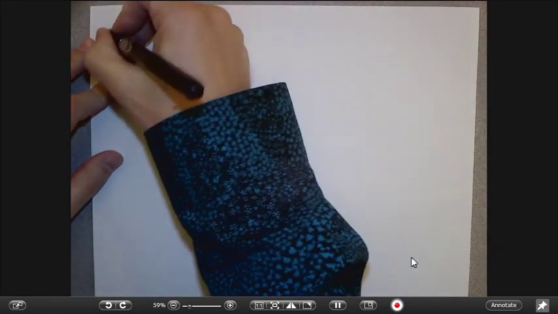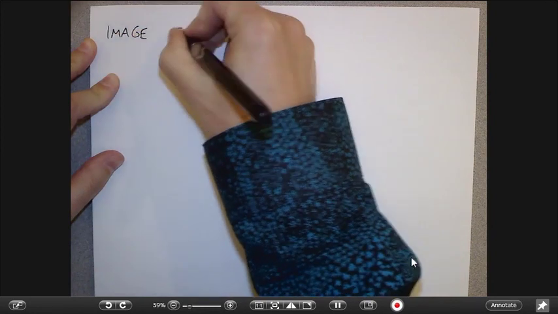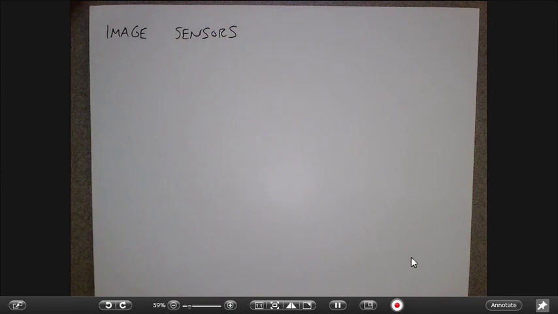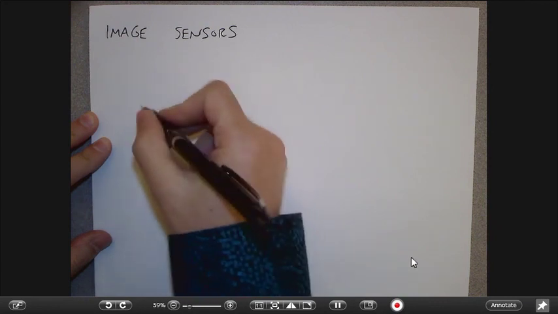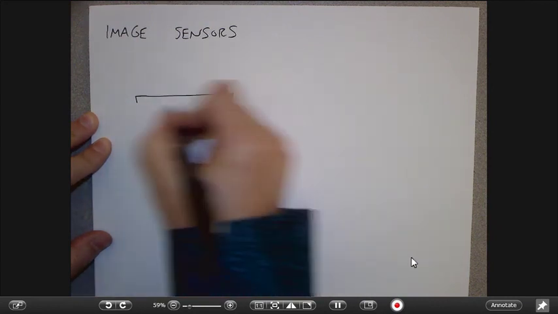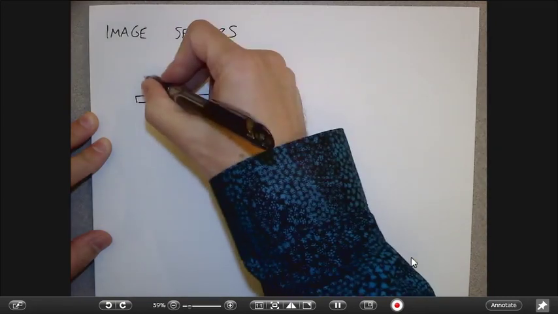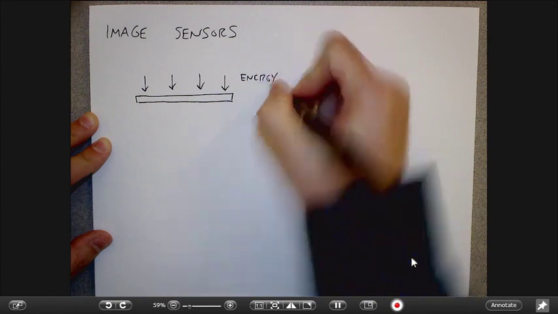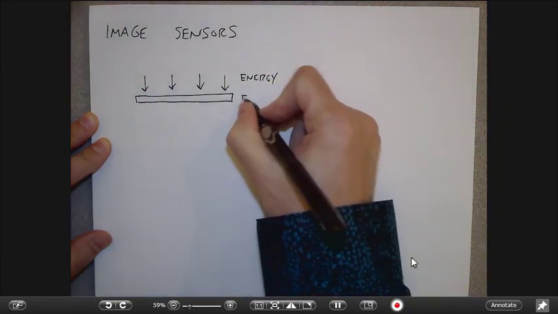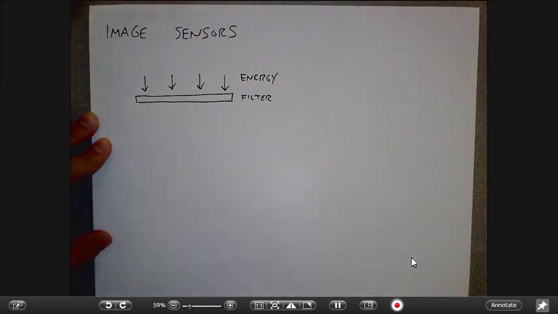Typically the first thing we need to do is have a CCD, or a light-aware sensor. I'm not an expert in terms of how it actually works, but fundamentally the idea is that we have a little window through which light energy is collected. So energy comes down in this way, and there's a filter that basically selects, for example, for a certain color, right?